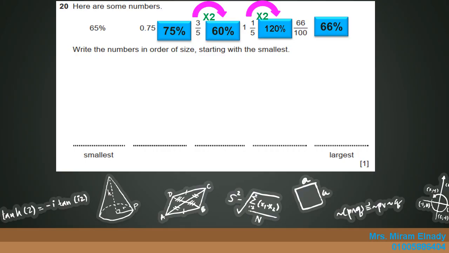And to arrange them from the smallest, you can see it's very obvious that the smallest is 60%, which is 3 over 5, then 65%, 66 over 100, 0.75, and the largest number, 1 whole and 1 over 5. Even without converting it from mixed to improper, it already has 1 whole. The rest are all less than 1 whole, and this is the only number that is more than 1 whole and a fraction. It's a mixed number, so this will be the largest number.